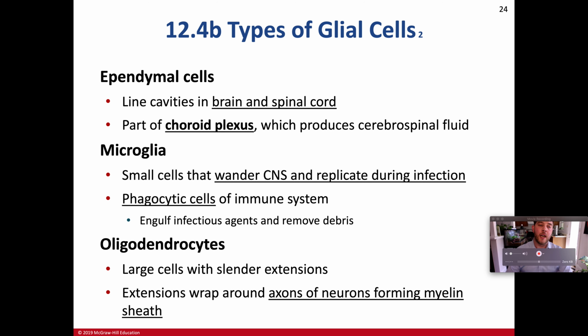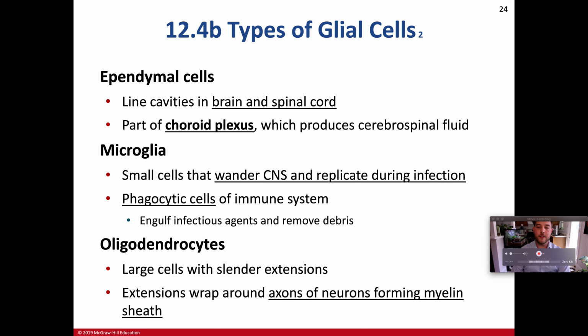Ependymal cells, they line the cavities in the brain and the spinal cord, and they are part of the choroid plexus, which produces CSF, your cerebrospinal fluid. So these are going to be simple cuboidal and simple columnar ciliated cells that are going to line all of the cavities in your brain and in your spinal cord, and will help to produce part of that CSF, and then the cilia will help to move it and circulate that CSF.